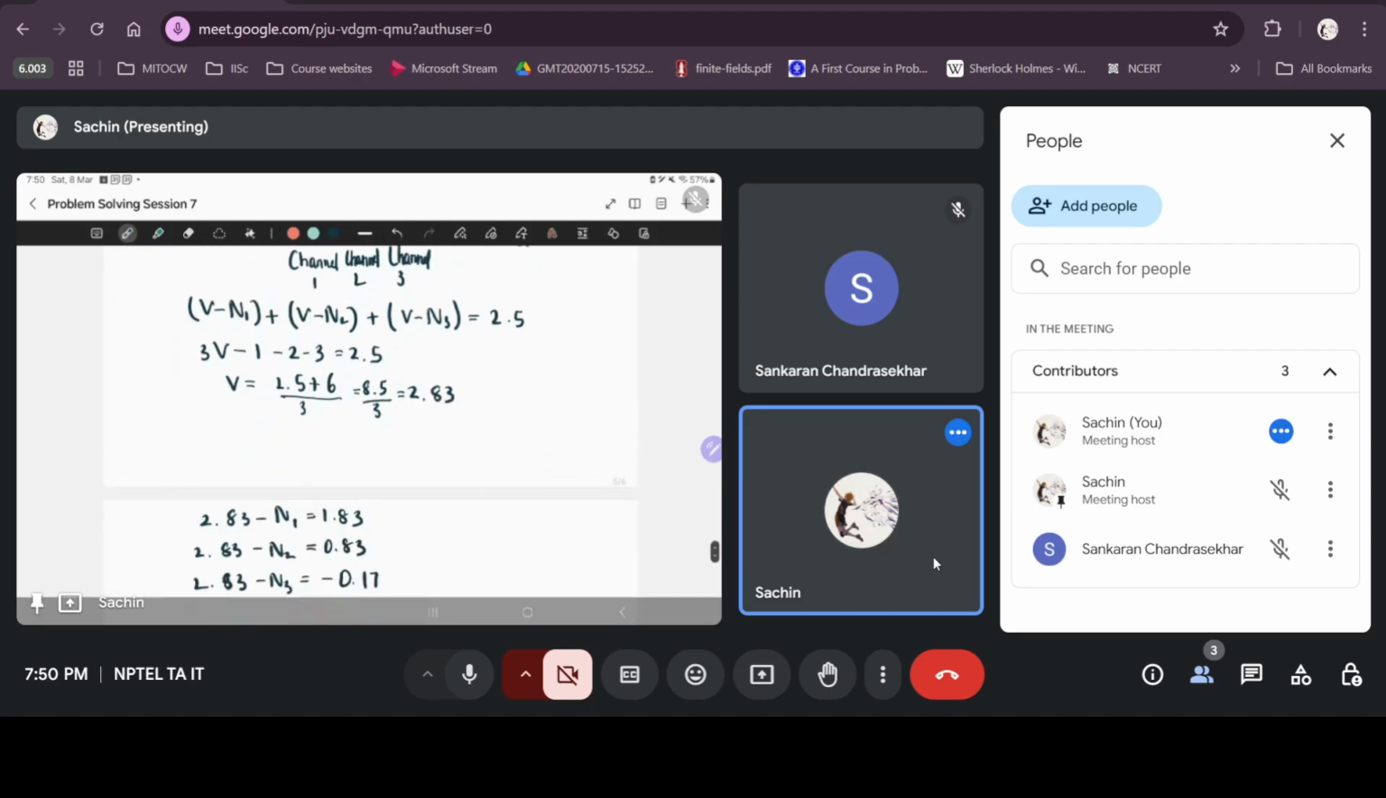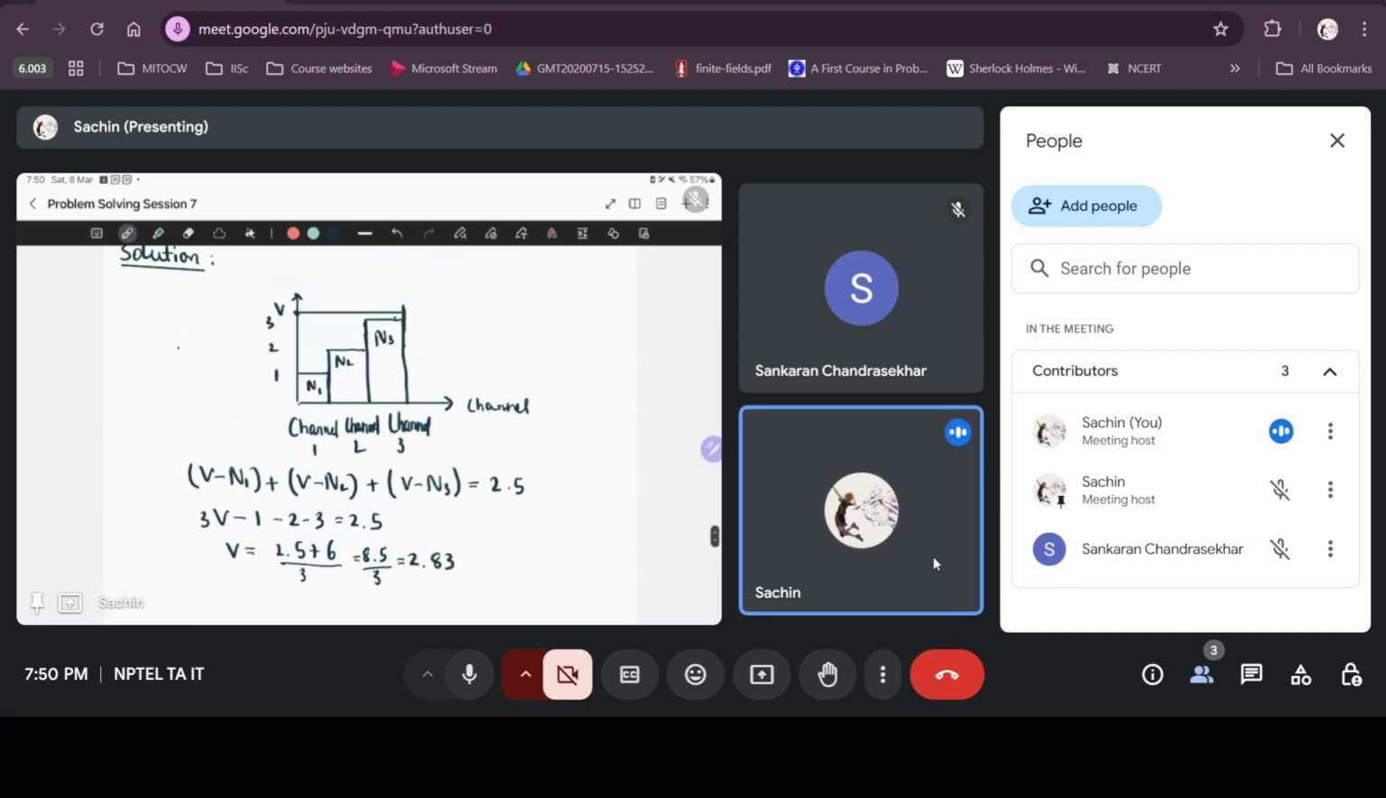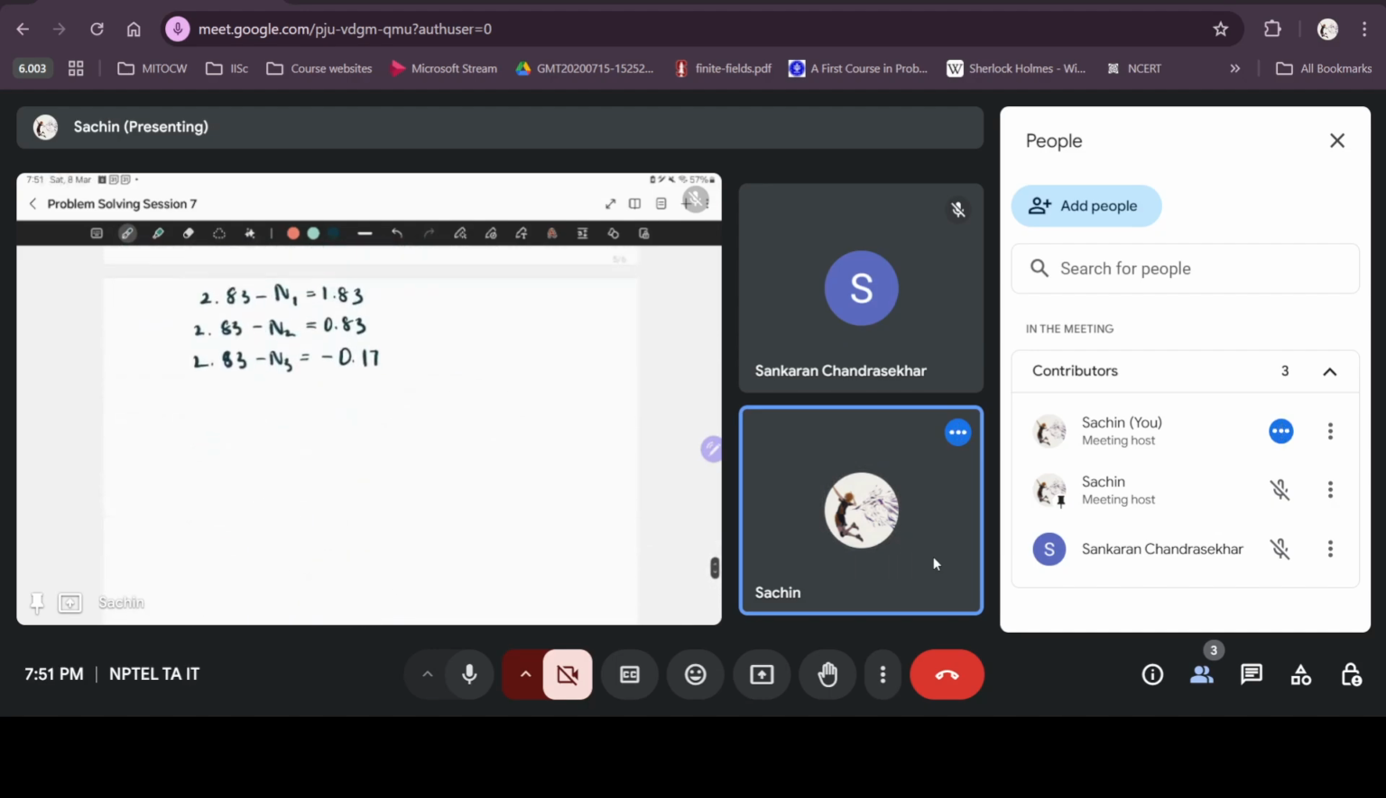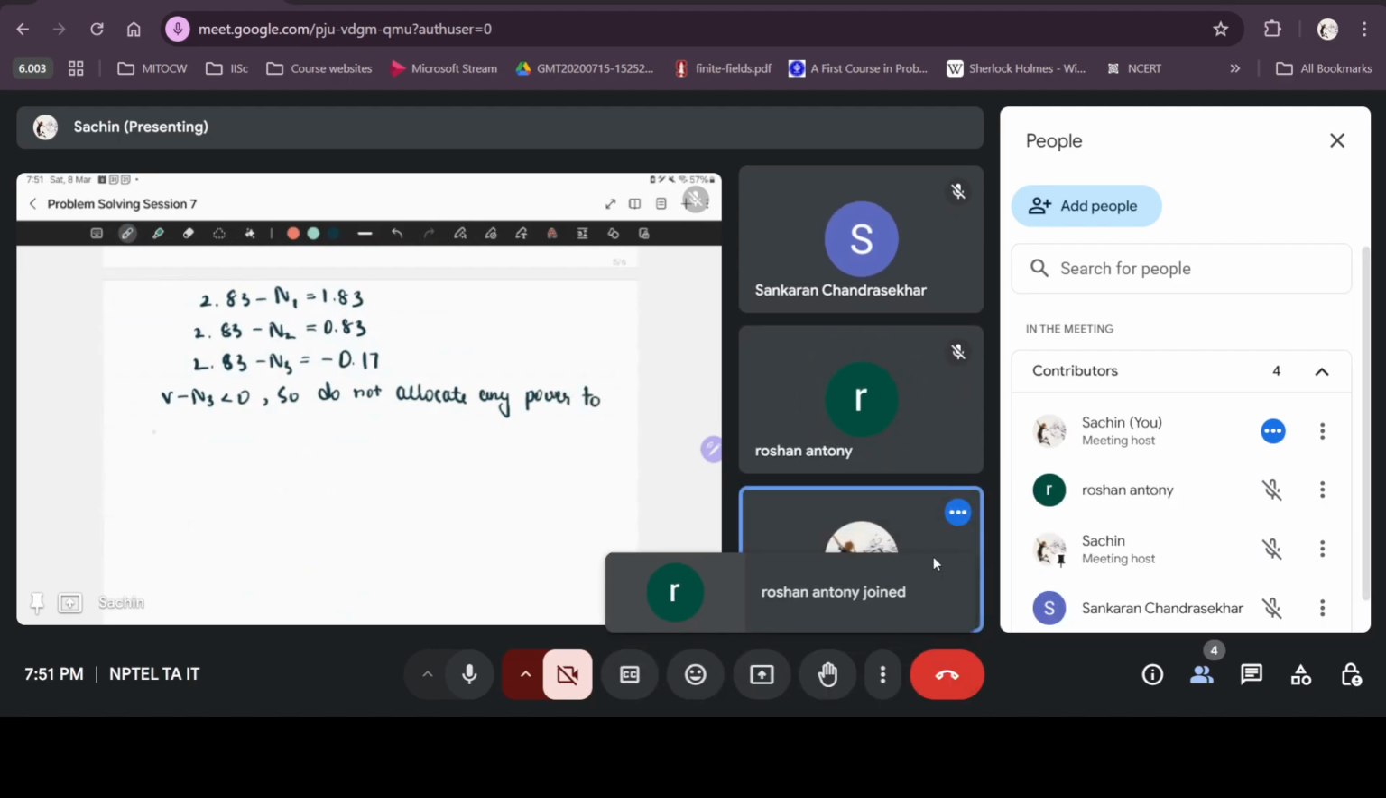So the power allocated to a channel i is (V minus Ni)+. That means if that quantity V minus Ni is positive, you allocate that much. If it's a negative quantity, you allocate zero. So in this case, V minus N3 is less than zero, so do not allocate any power to channel 3.